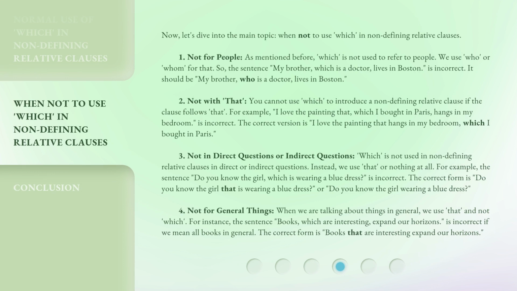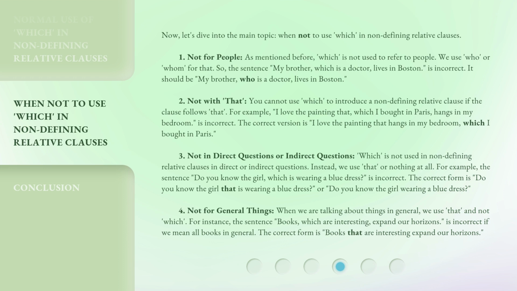Now, let's dive into the main topic. When not to use which in non-defining relative clauses. 1. Not for people. As mentioned before, which is not used to refer to people. We use who or whom for that. So, the sentence, my brother, which is a doctor, lives in Boston, is incorrect. It should be, my brother, who is a doctor, lives in Boston.